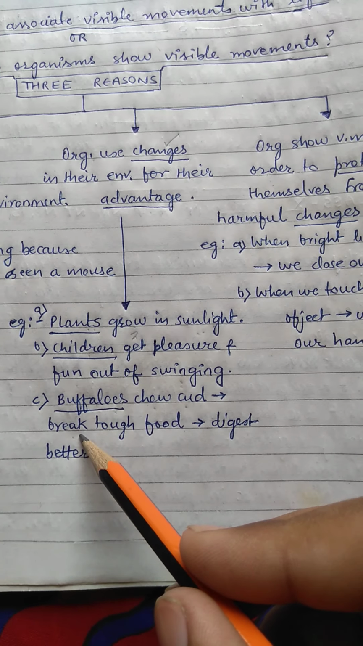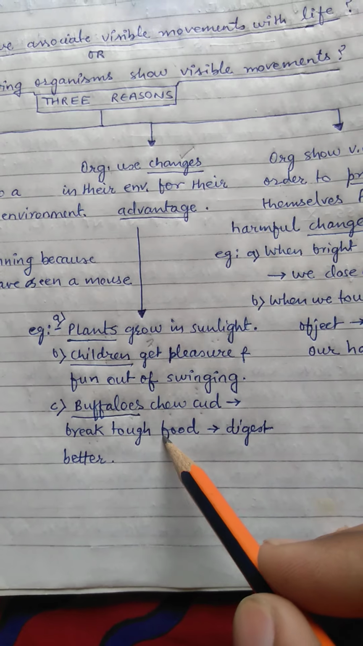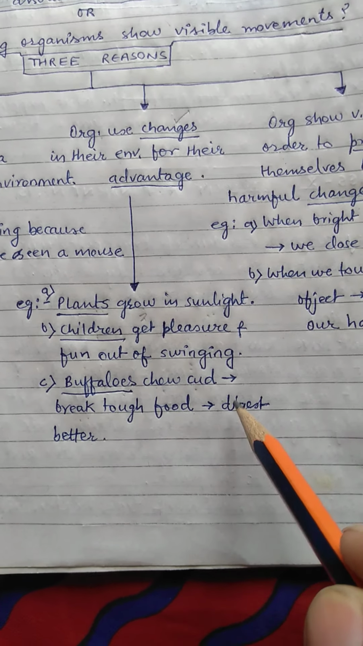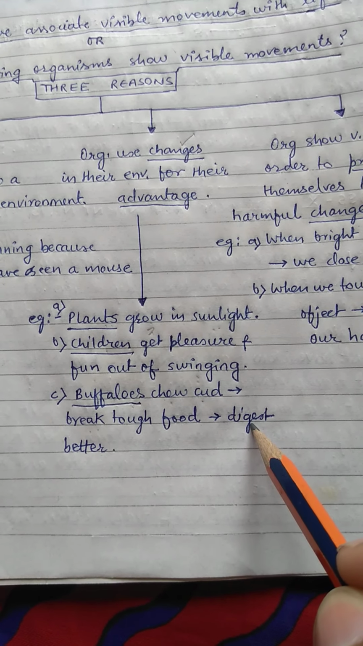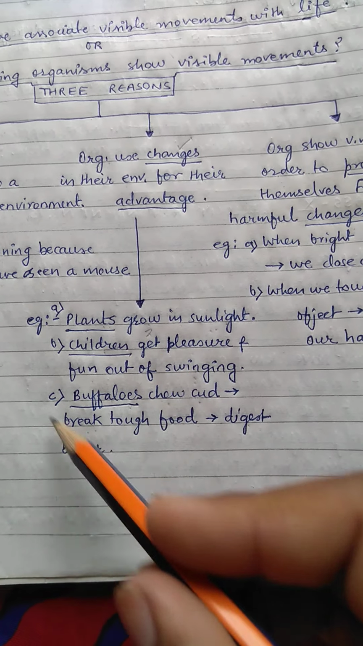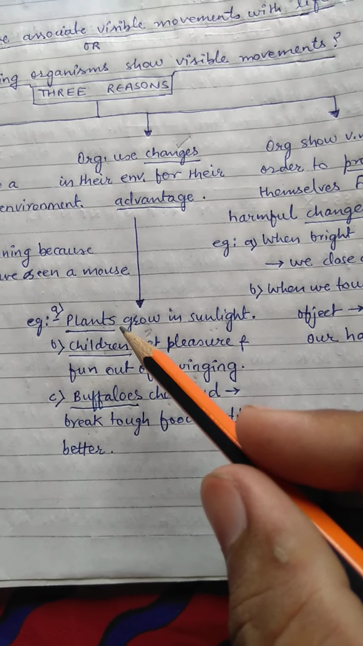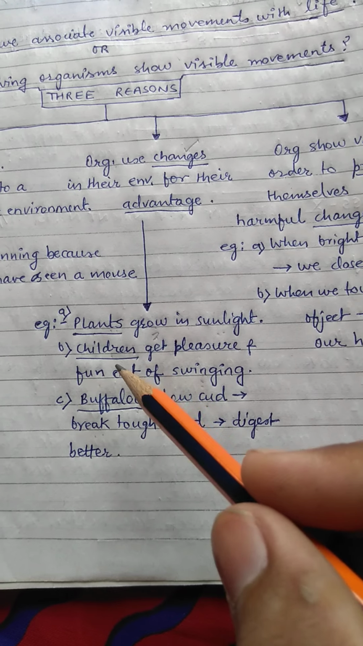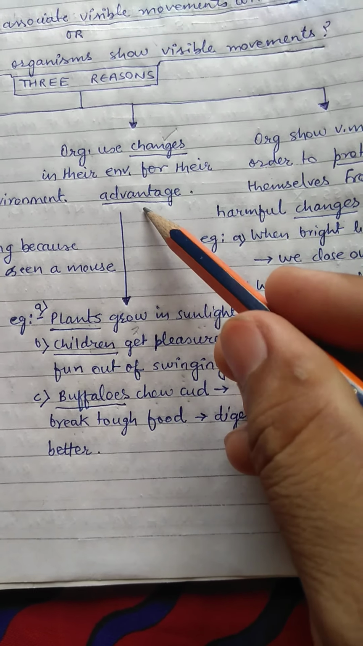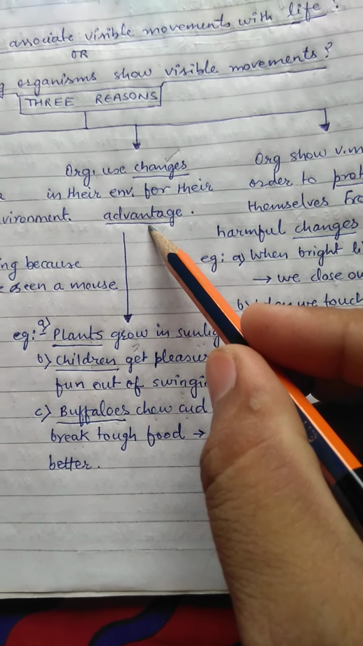Now, what is the purpose? What is the advantage of doing this activity? This helps in the better digestion of the food material. So in all these examples, the visible movement has been shown. The reason is because the organism wants to derive some benefit out of the change in the environment.